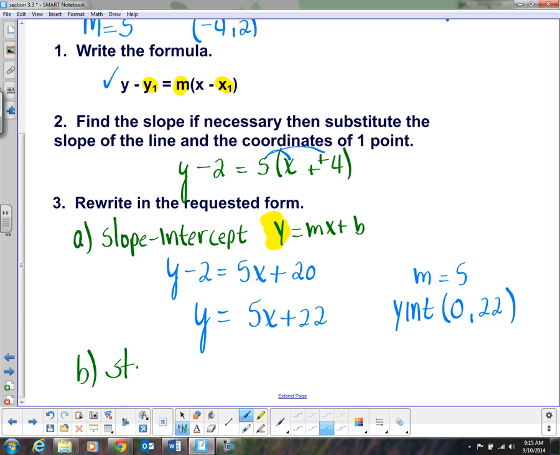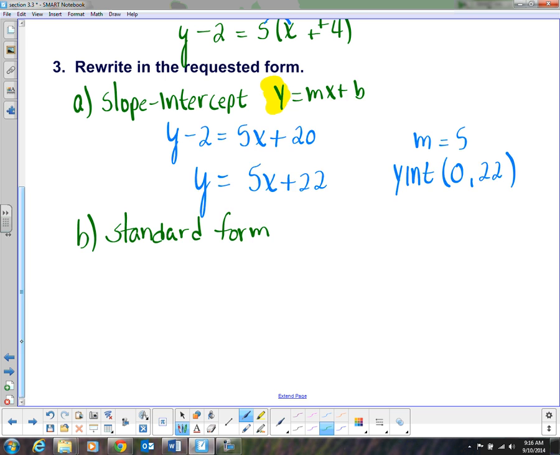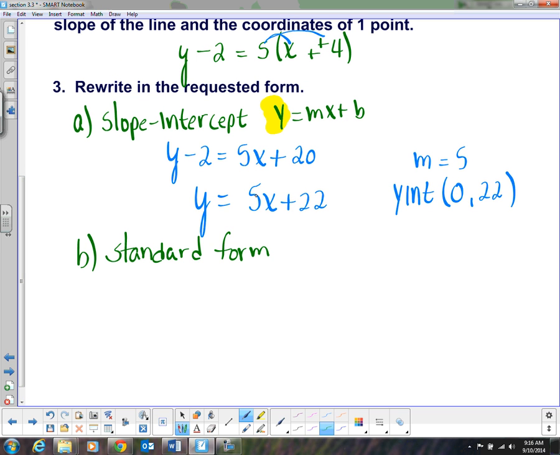So this is standard form. Now I gave you that problem because it has so much. So now at this point we need to start up here. We're going to distribute again, just like we did before. So we're going to say y minus 2 is equal to 5x plus 20. So I'm going to keep my x's positive. I think that might match the book more. Actually, I'm going to subtract 2. So now I have y minus 22 is equal to 5x.